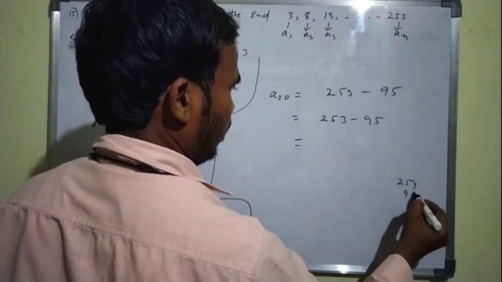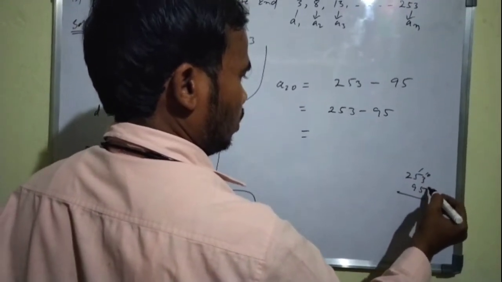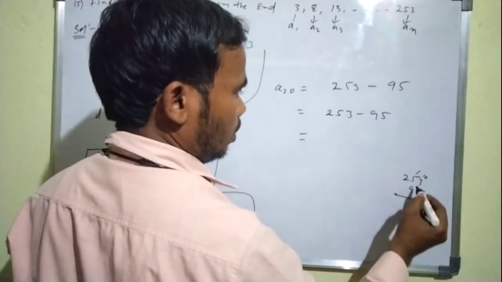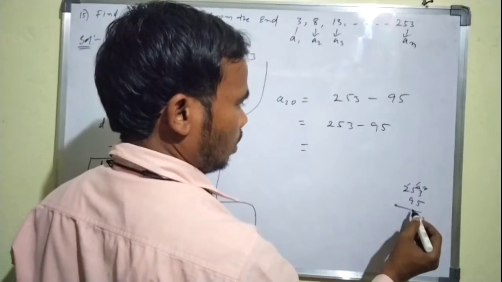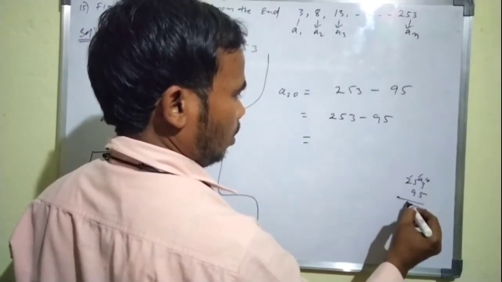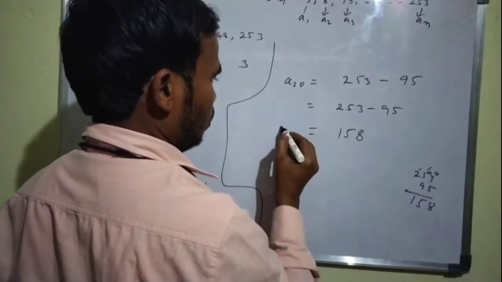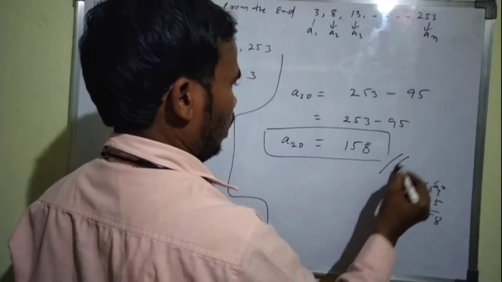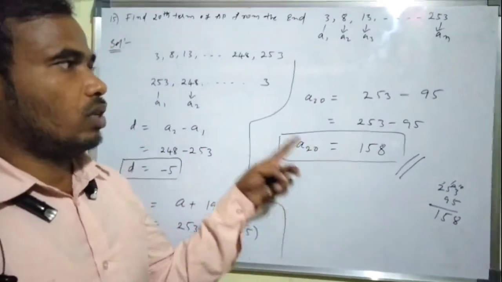253 minus 95: 13 minus 5 is 8, 14 minus 9 is 5, and 1. So we get 158. So the A20 term is 158, that is the answer. This is how you solve the problem.